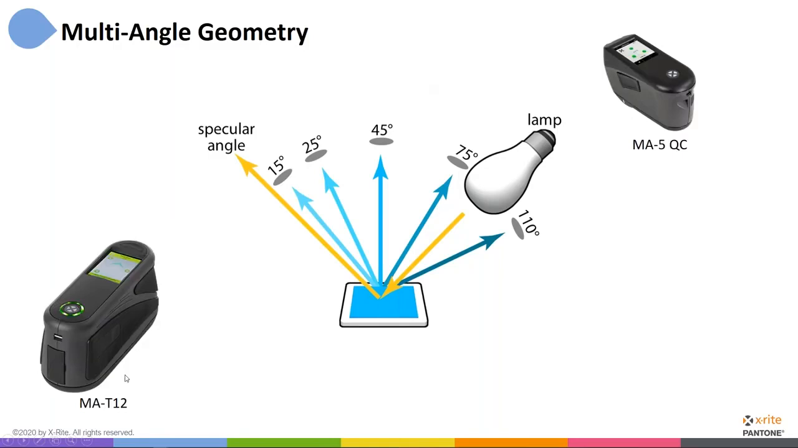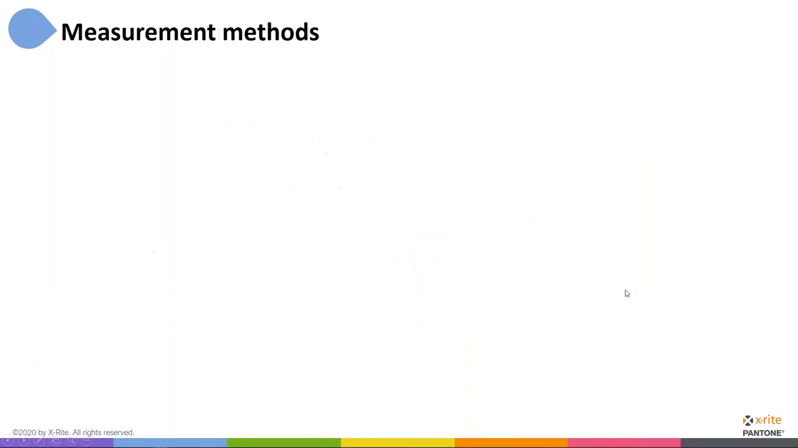If you go to 6 or 12, you get that many sets of data. So an MAT12, like in the lower left-hand corner here, that's a 12-angle device. The MA5QC in the upper right-hand corner here, that's a 5-angle device. Different reasons, different applications why we might need more or less angles, but that's what a multi-angle geometry instrument is like. So we've been through the 3 geometries.